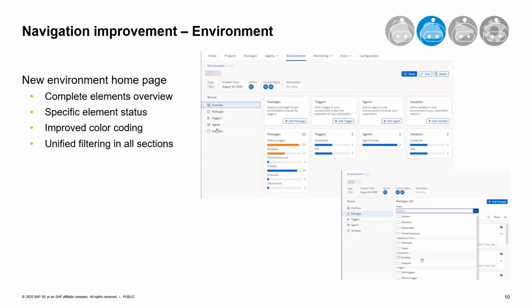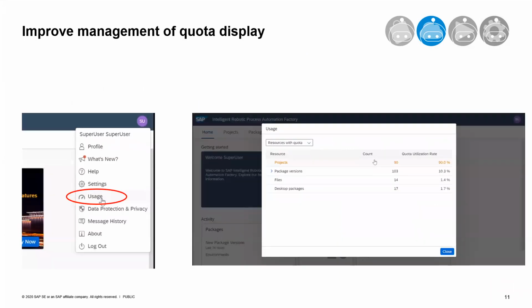But also, you now have shortcuts and key metrics on each environment entity. So packages, triggers, variables, and so on. In addition, you can now keep track of your usage rate to manage your resources data quota.